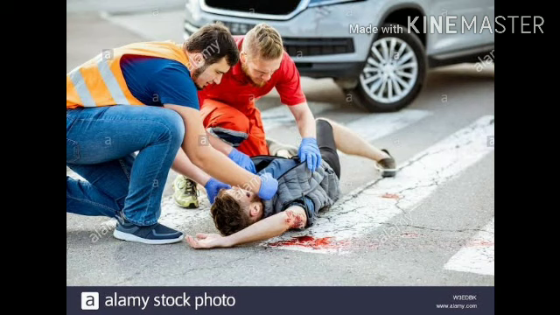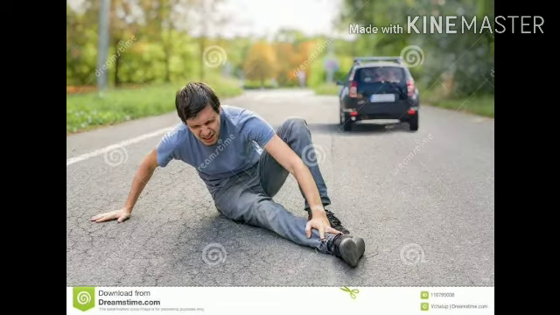Now, what to do in case the injured person is unable to move on his own? Well, do not move an injured person unless they are in a life threatening situation. Moving an injured person can worsen the injury. But if you do need to move the person, it is important to do it correctly to reduce the risk to the injured person and to yourself.